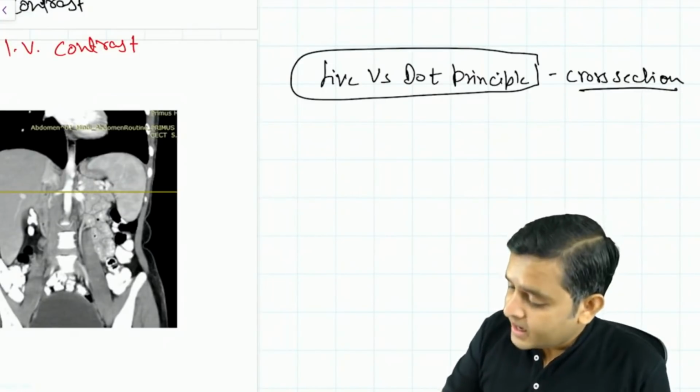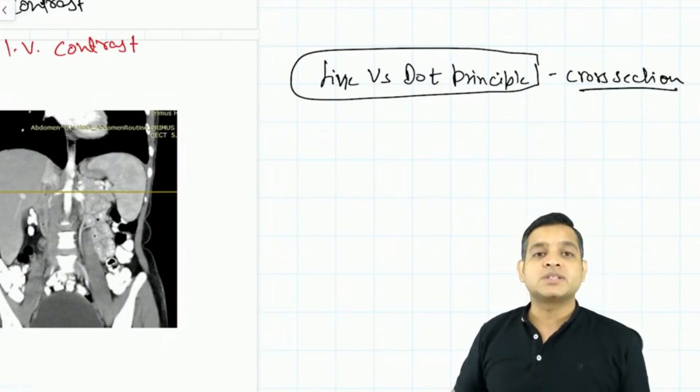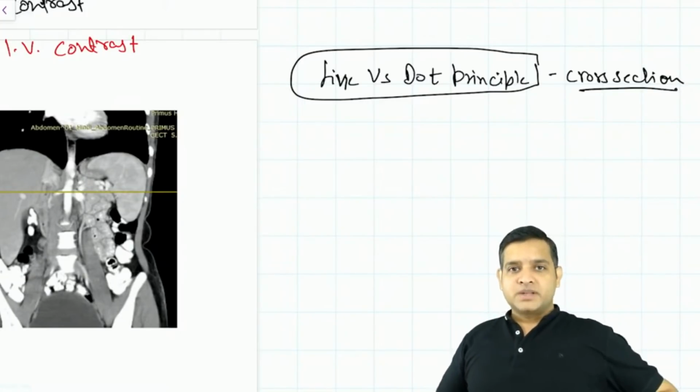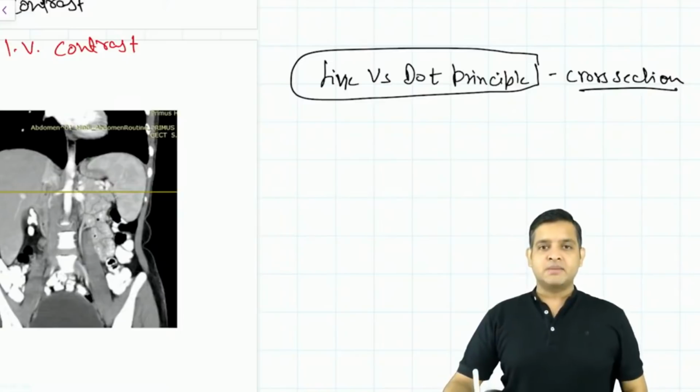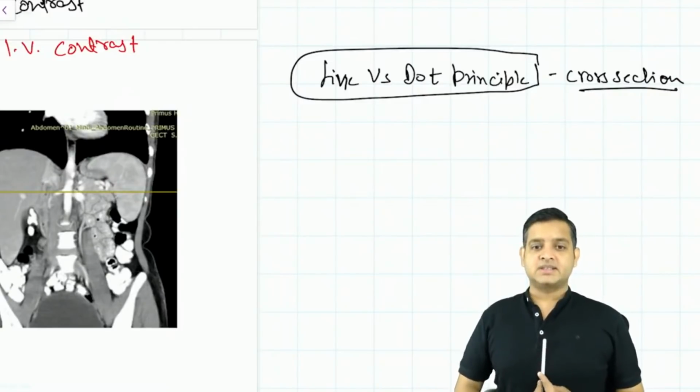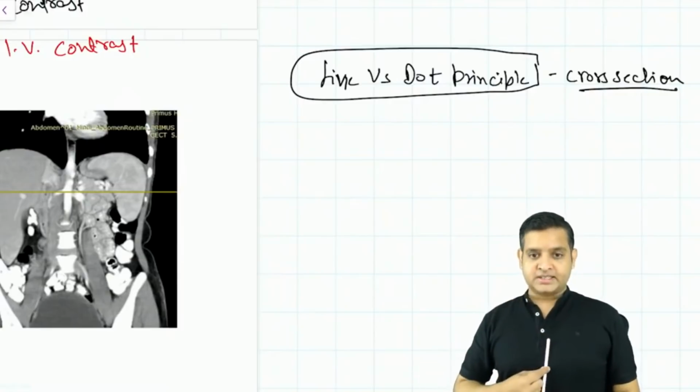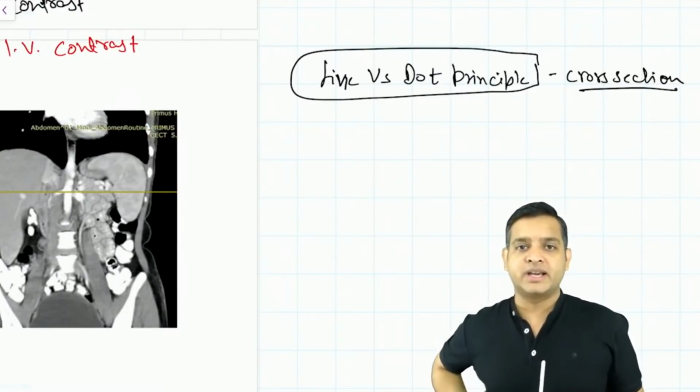It is the line versus dot principle. Now, what is this line versus dot principle? Imagine a vessel in my body which is placed like this. Let us consider this as the aorta. You know, aorta is going like this. Aorta is vertically oriented in my body.